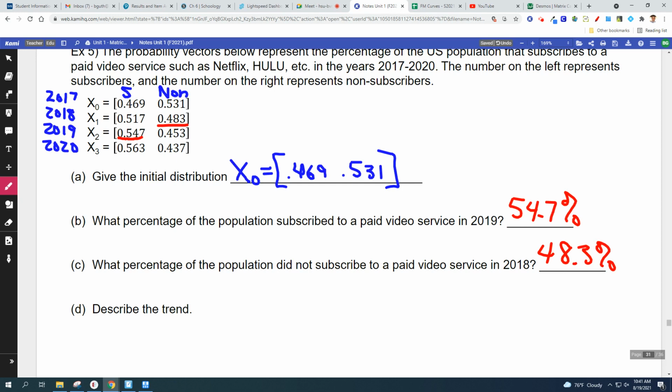Describe the trend. Well, paid subscribers are increasing. That's what it looks like. You look, it started here, it goes here, it goes here, it goes here. Looks like the subscribers are increasing to me.